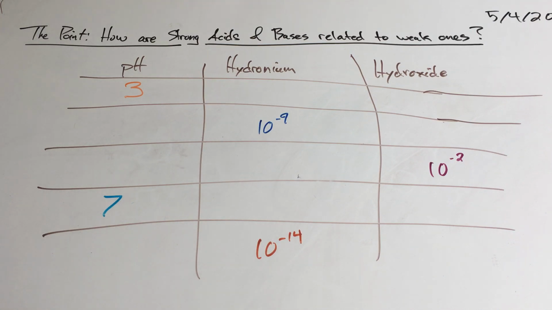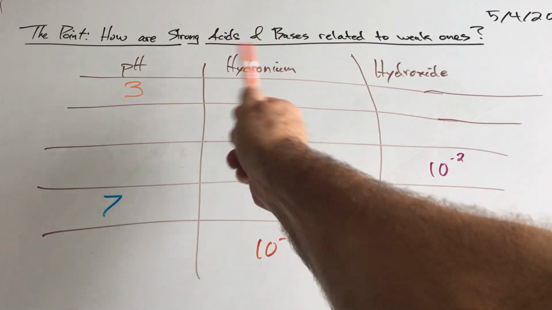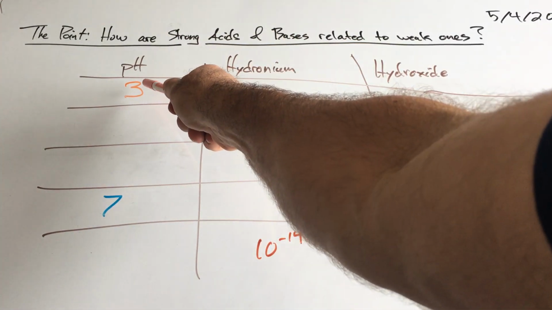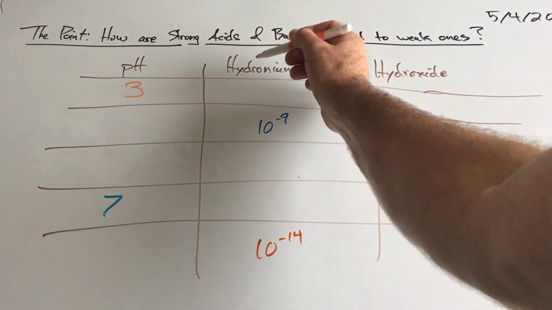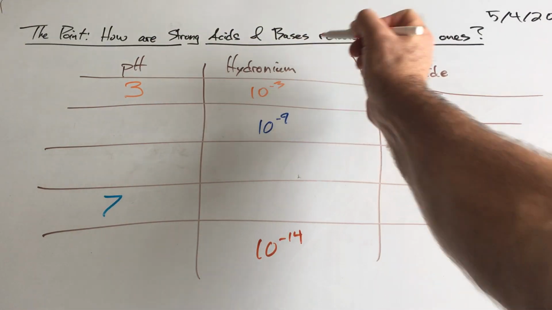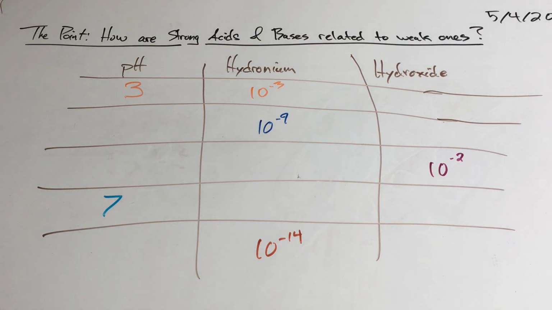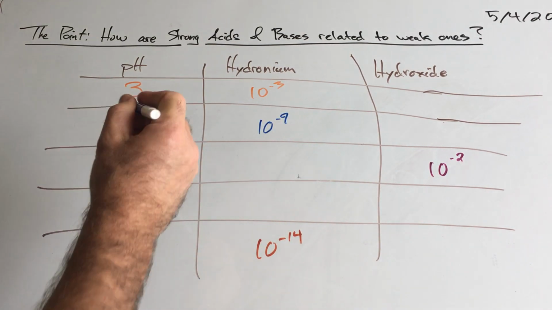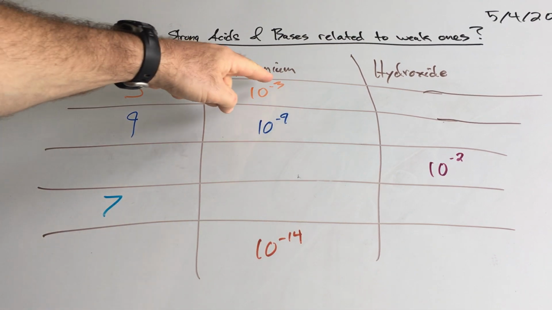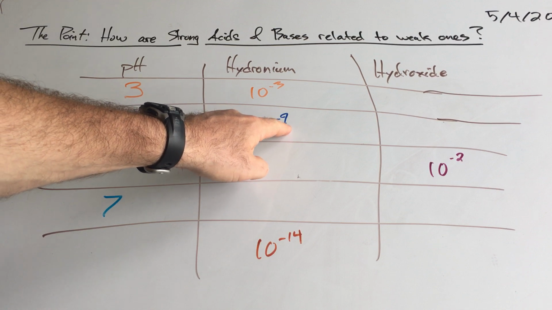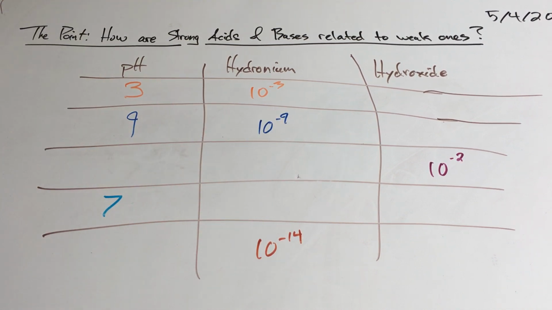There's enough information now on this table to fill in every single box. So we're just going to do that. So remember, between pH and hydronium, there's no actual math. This is just shorthand. pH is just shorthand for 10 to the negative. So a pH of 3 means a hydronium concentration of 10 to the negative 3, which also means that 10 to the negative 9 is a pH of 9. So it goes both ways, right? You just take the positive aspect of the exponent and write it down.